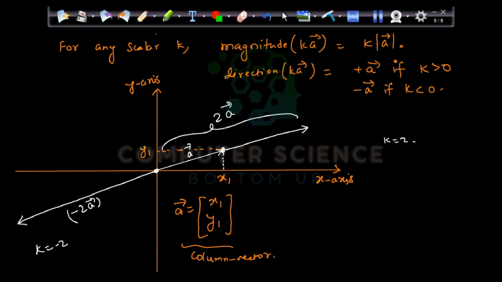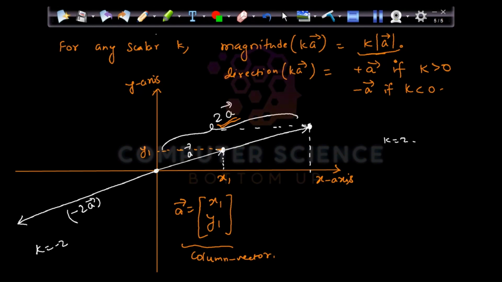But what I'm asking is that because of this operation of multiplying 2 to the vector, the magnitude has increased to 2 into whatever the magnitude was. So if the magnitude was a, then it has increased to 2a. What are the values of the coordinates now? You will find that the values of the coordinates will get doubled.